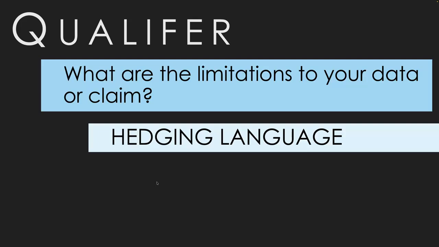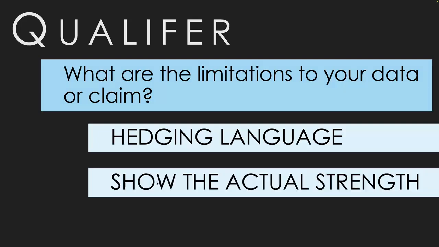You don't want to overdo it. You don't want to hedge everything, but where you're not sure, you should use hedging language. You want to make sure that you're showing the actual strengths of your argument and you're acknowledging the actual weaknesses of it. If something's not fully understood or you can't prove something, you need to tell me that.